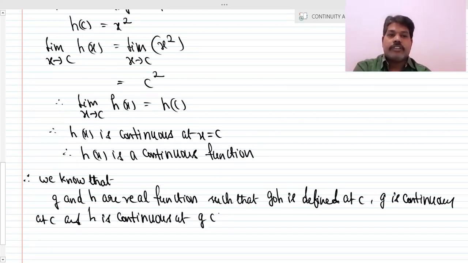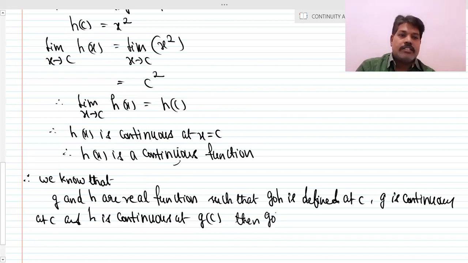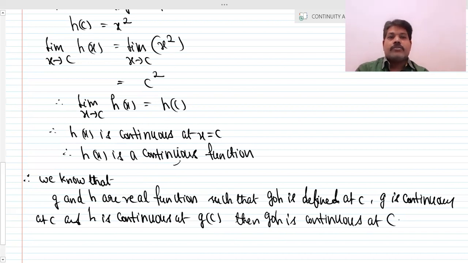Then we can say, students, that g circle h is continuous at c. Here g is continuous for all real numbers and h is also continuous for all real numbers. Automatically g circle h is also continuous for all real numbers.